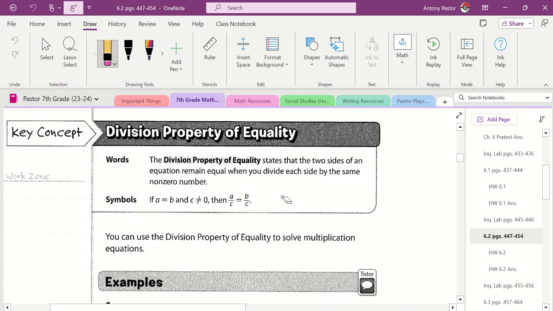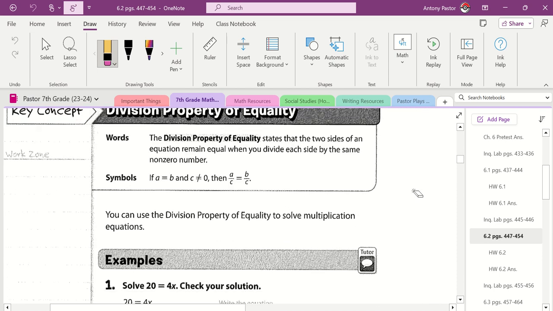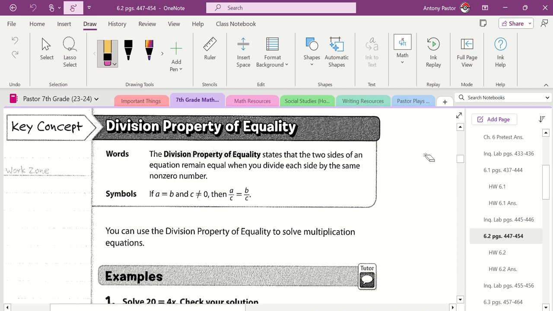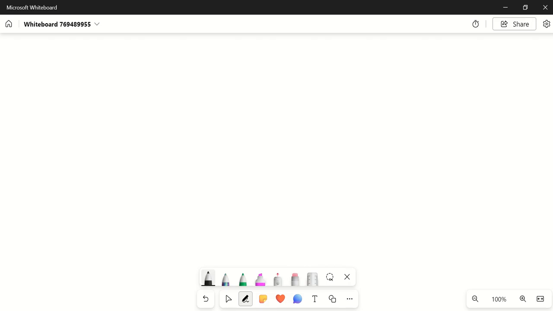So we're going to start off with the division property of equality first. Two days ago we talked about the addition and subtraction property of equality. So an example here would be 2x equals 16. Now you guys all can tell what x needs to equal by looking at it, right? Keep it to yourself. What do I need to do in order to solve this?